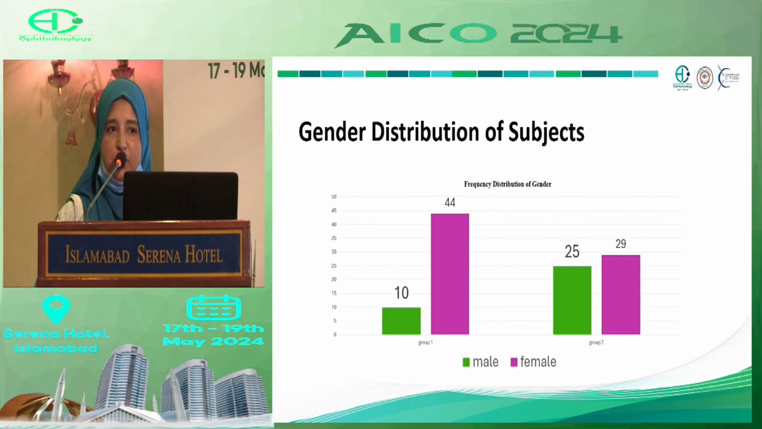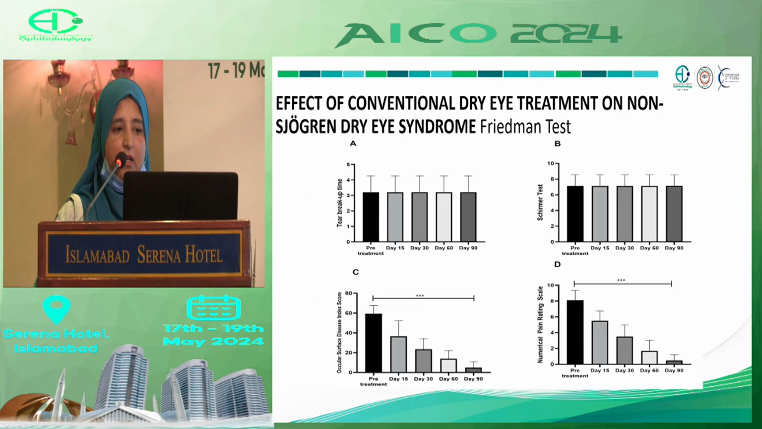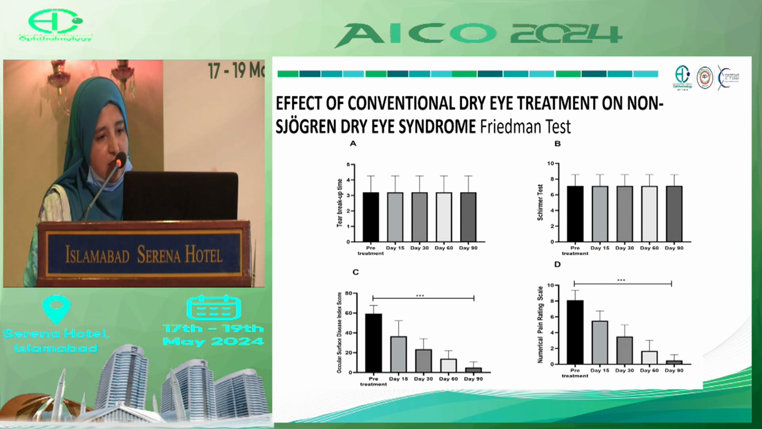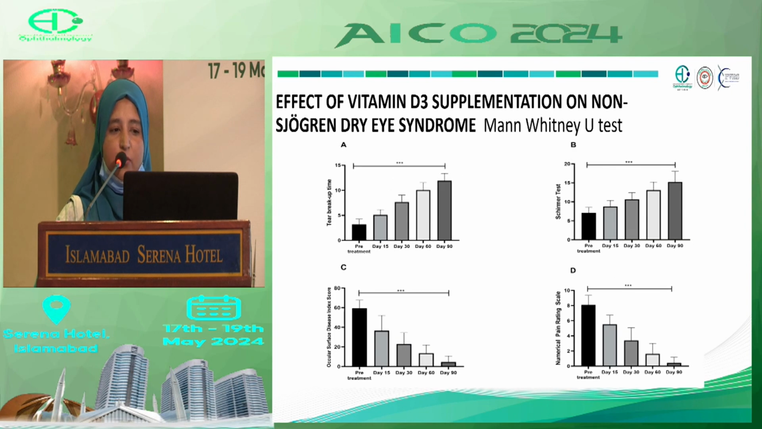Here's the gender distribution of subjects. Please have a look. Here you can see the mean serum vitamin D level, and the mean level is almost similar between two groups. Please have a look. This is a Friedman test which shows the relationship between vitamin D level and the symptoms and signs of dry eye. Here's a Mann-Whitney U test.